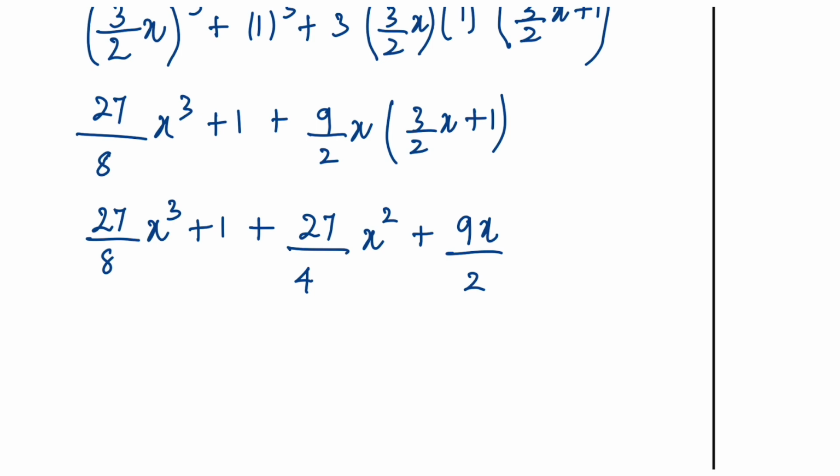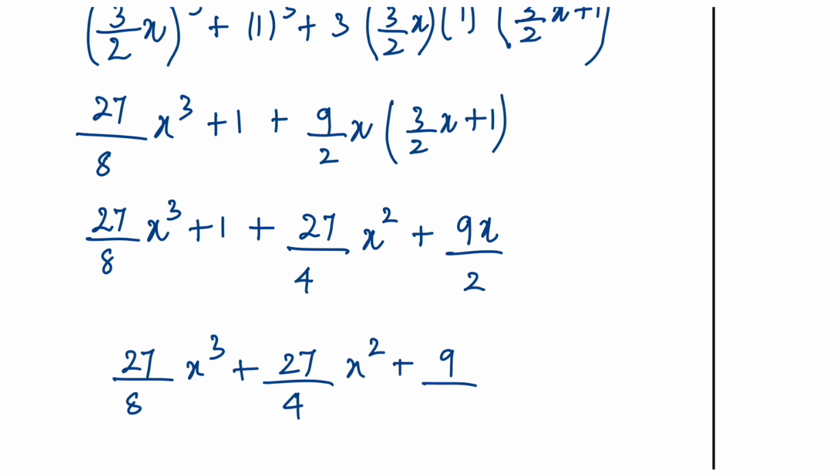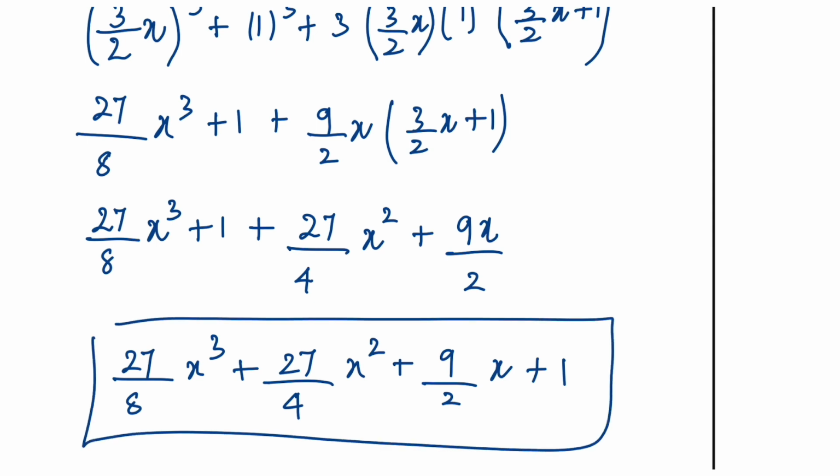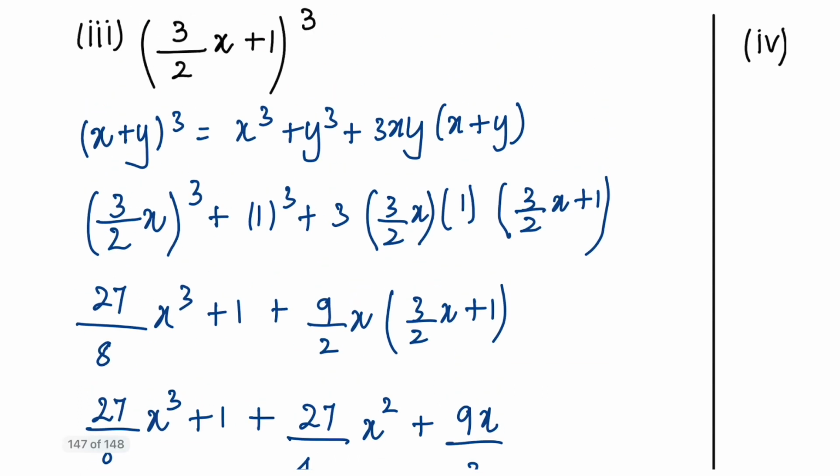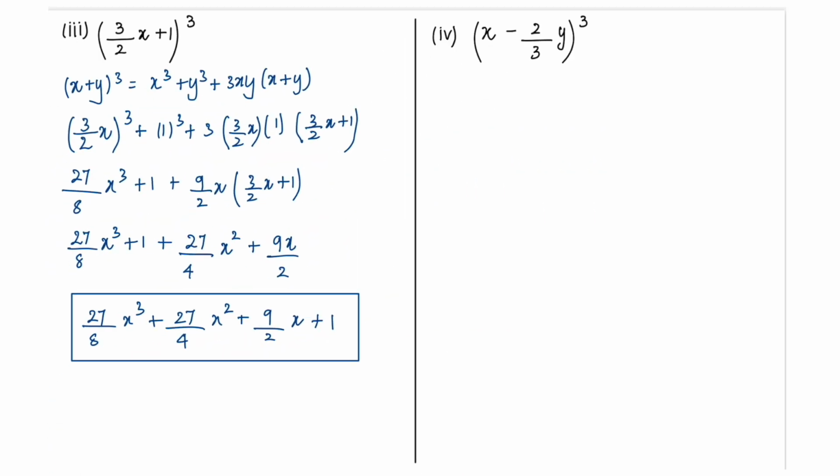Anything is fine. Now I'm just going to rearrange these terms, so it becomes 27 by 8x cube plus 27 by 4x squared plus 9 by 2x plus 1. Okay, just having it inside a box, and that is the answer to the subdivision. We have just applied the x plus y the whole cube formula here.